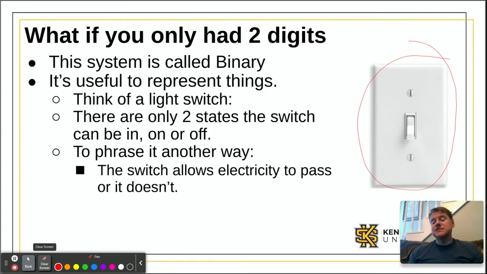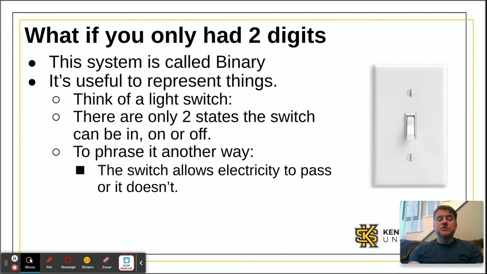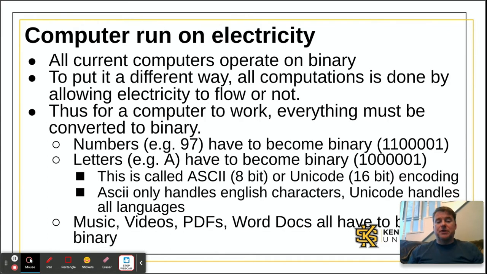There are only two states in which things can be in: on, off. There's nothing in the middle. You can't do some half thing. Don't talk about dimmers. We're only talking about regular light switches that turn on and off. So the switch is either on and electricity is flowing, or the switch is off and no electricity is flowing. Those are the two possible choices in binary.